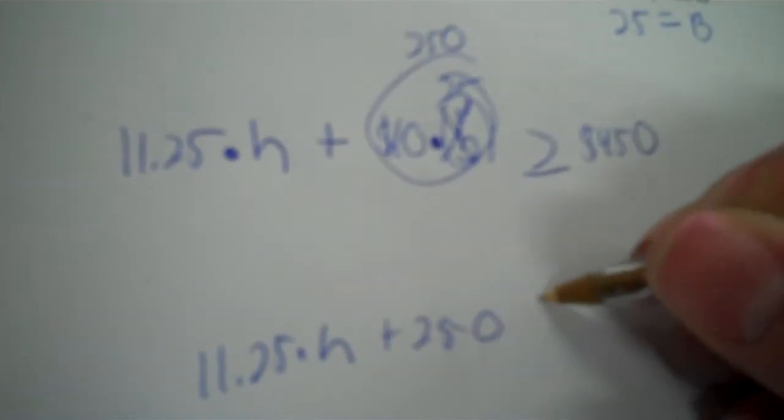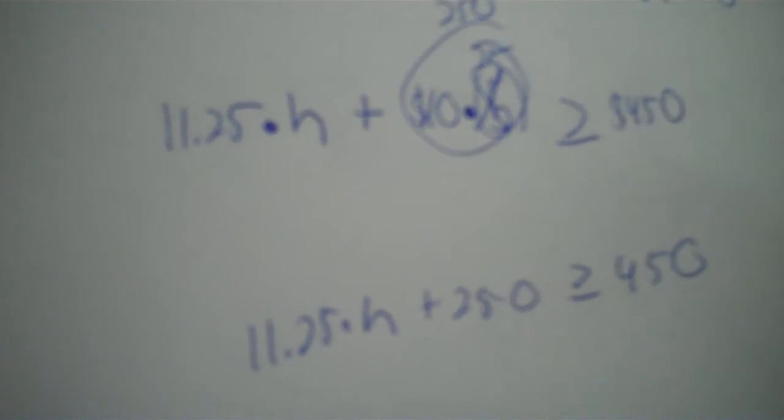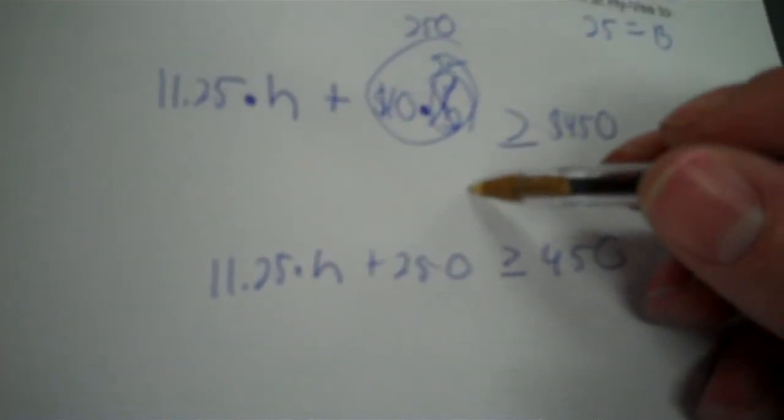Okay, one of these can be replaced with 25. Which one would it be? Well, it says it's at Baumgars, so 25 equals B. And then I can go ahead and times 10 and 25, which is 250. So now rewrite that. Yellow of 11.25 times H plus 250 greater than or equal to 450. Now we can solve for H.